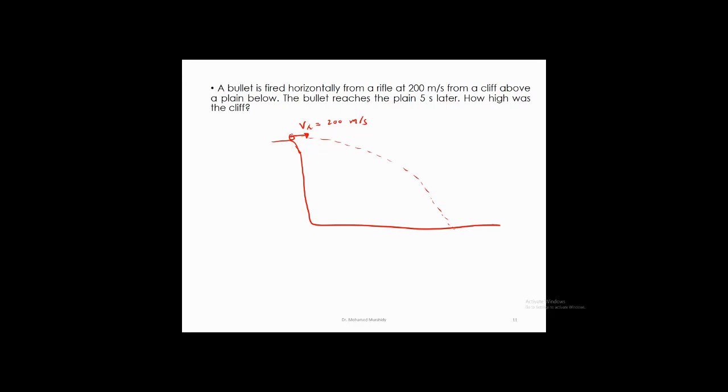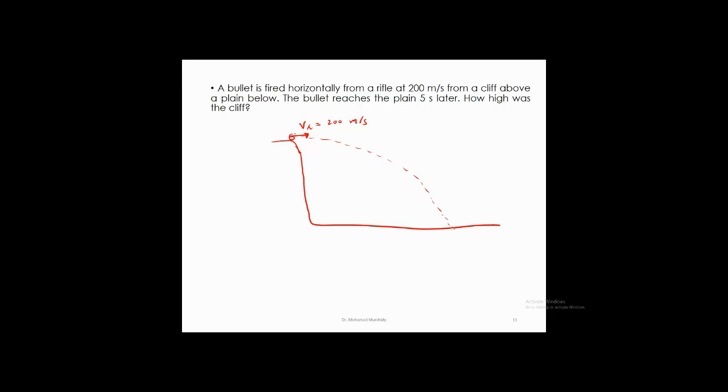The bullet reached the ground after 5 seconds, so it will take 5 seconds to hit the ground. What do we want to find? How high was the cliff? For this type of problem you will need 2 equations, 2 things to be able to solve it. But you know all of them. All you need is to gather them together. I will teach you, but first we have to understand the problem, because we have many problems similar to this.